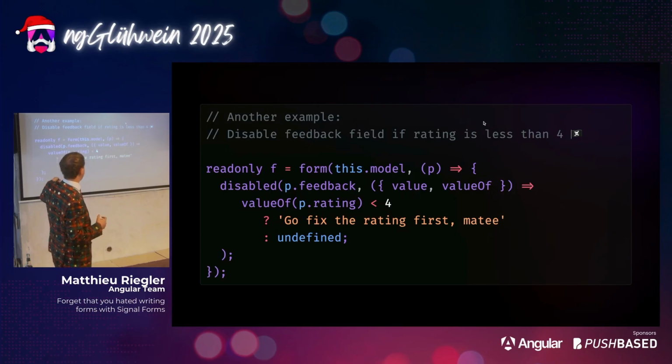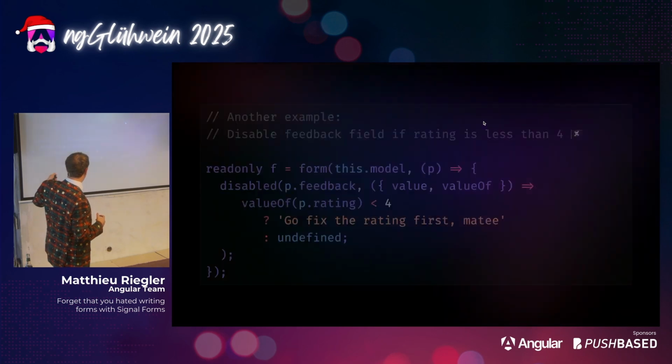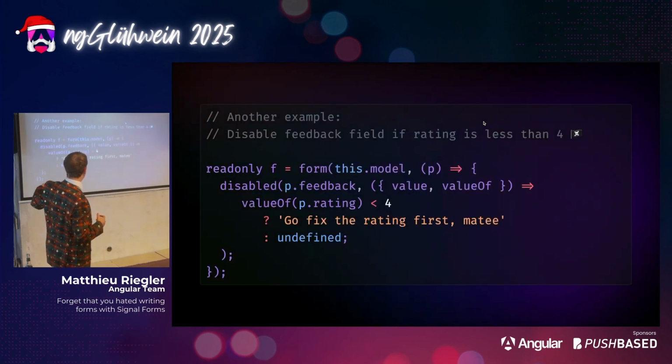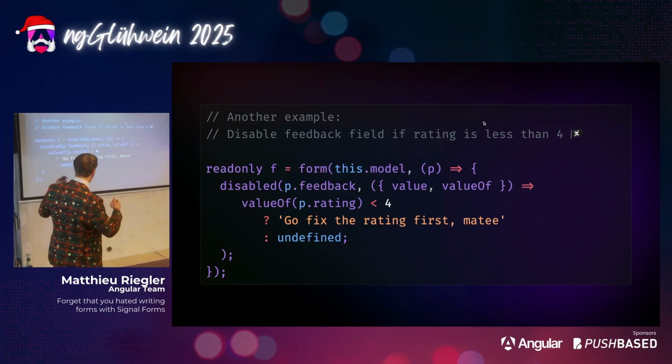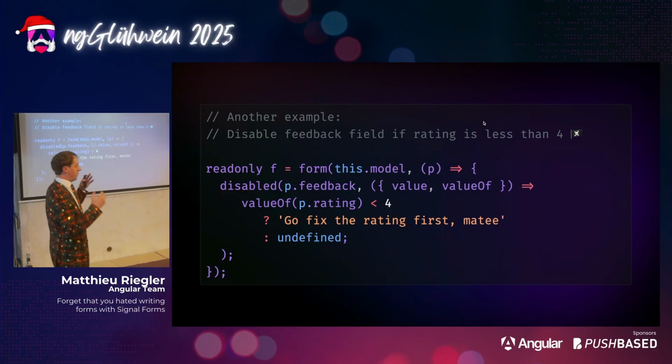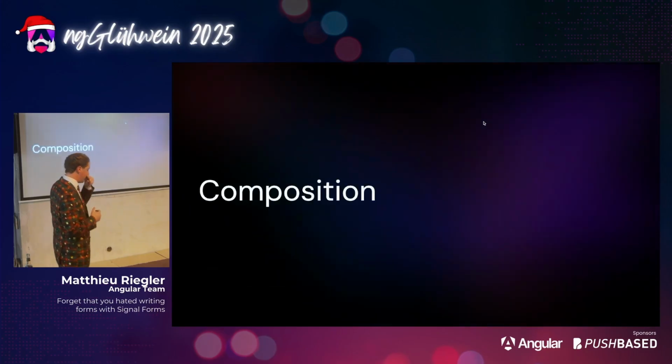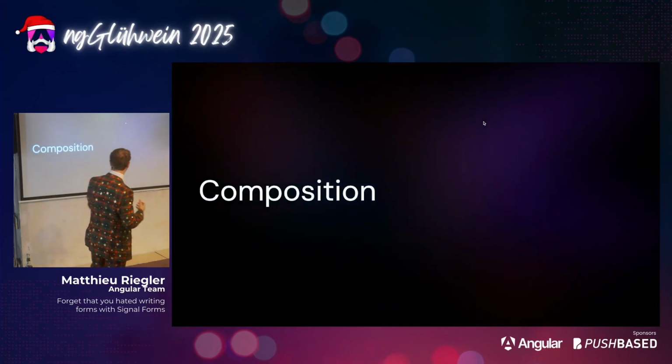If we go back to our feedback form, you say, okay, for my feedback, I will check that if the rating is below 4, I want the feedback to actually be disabled. So you will get an error message: go fix the ratings first, mate, before you can actually give us feedback. So again, you are able to define cross-field behaviors between different fields. Very easy to write and, like I said, to read.